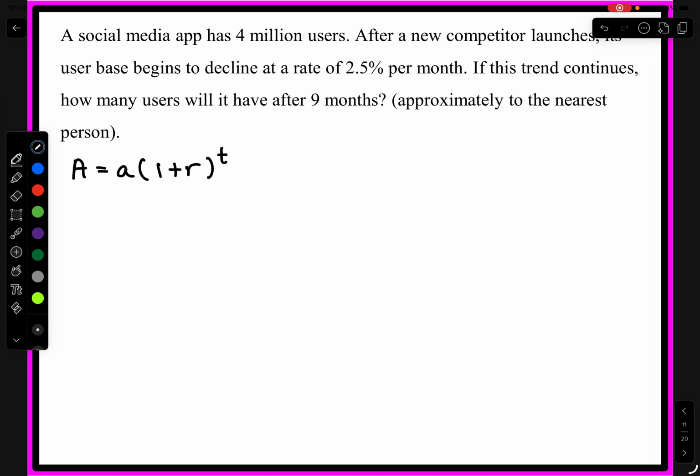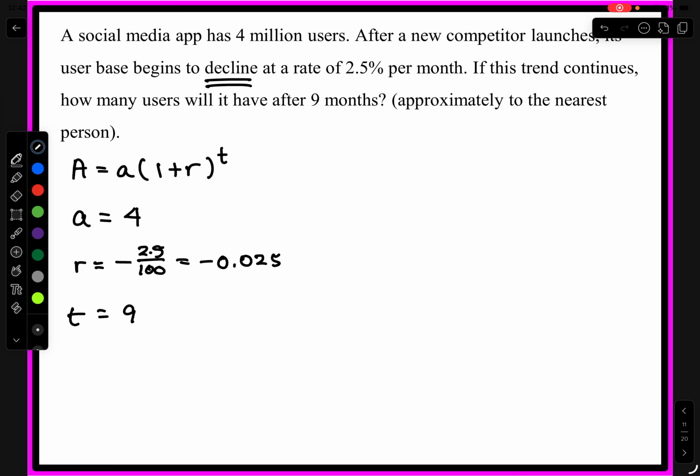So all we have to do now is look at the values. Our A is going to be 4 million. Now, I'm assuming that the answer is already in millions, so we don't have to write 4 and then the 6 zeros. It's just going to be the value of 4. The value of r is declining, so that's going to be negative 2.5% out of 100, which is negative 0.025. And the time is going to be 9 months.